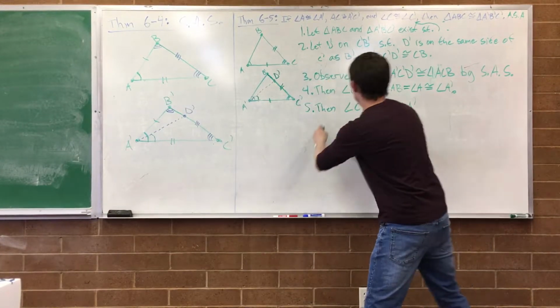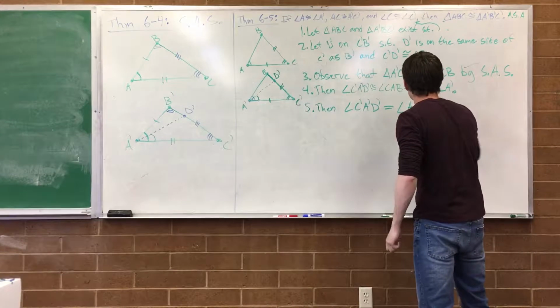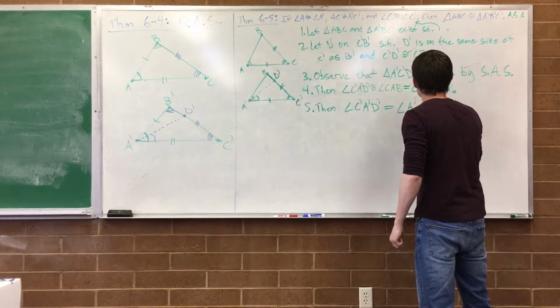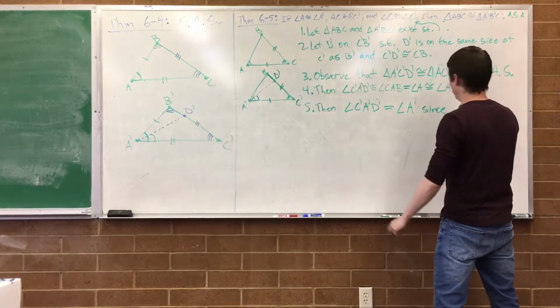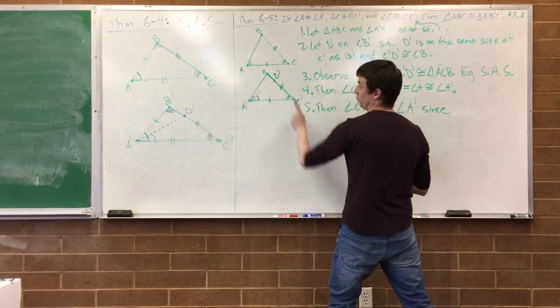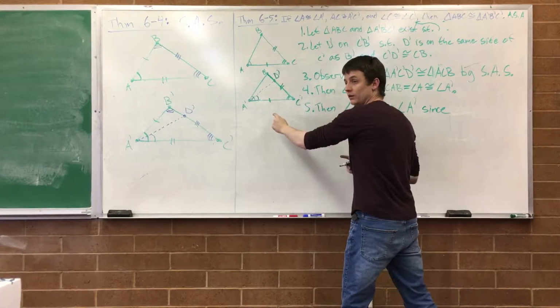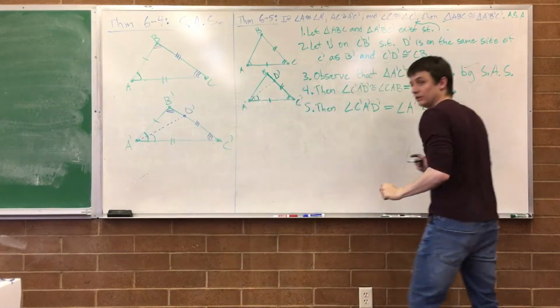Maybe put some explanation here. Then that is equal to that since B prime and D prime are both on the same side of AC, or A prime C prime.